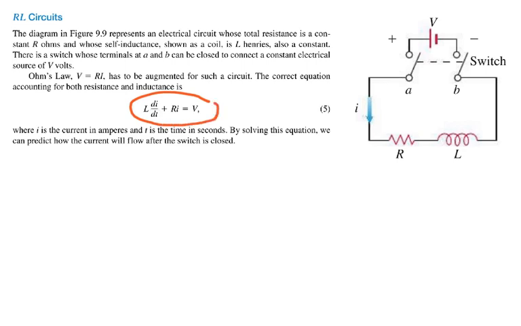And then for this type of circuit, we augment it and we use this form here. So L, our self-inductance, times the rate of change for the current, plus the resistance times the current would be equal to the voltage. And as a note, current is measured in amps, time is measured in seconds.